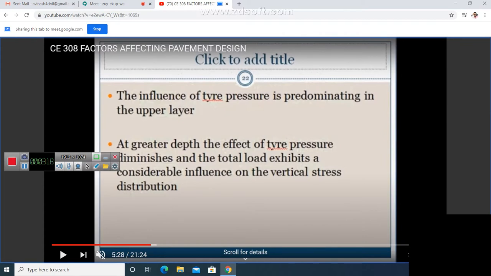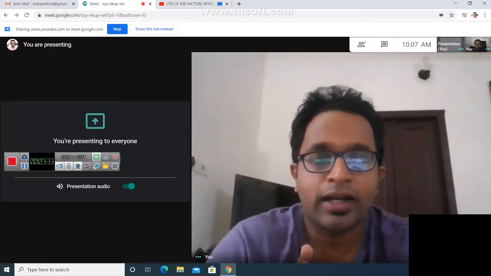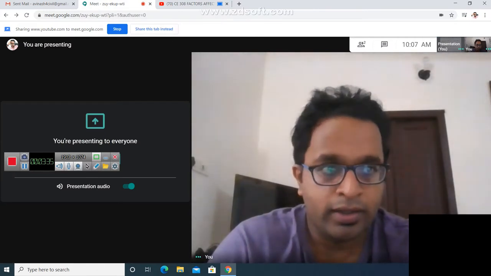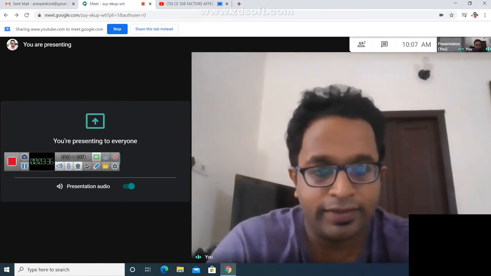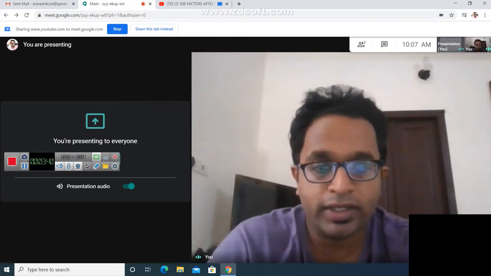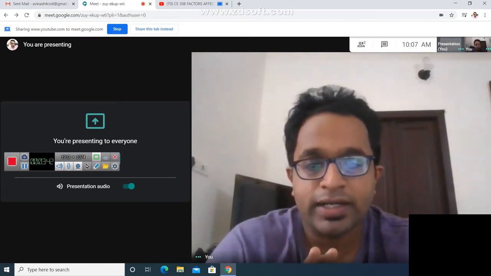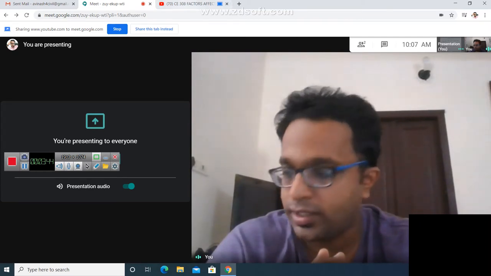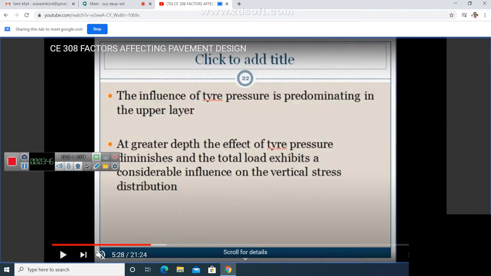Whenever we are speaking about the tire pressure, the influence of tire pressure is predominating in the upper layers. There is no need of explanation for that point, because the upper layers will be directly subjected to the rubbing action due to the tire, right? So the tire pressure will be predominant in the upper layers only.